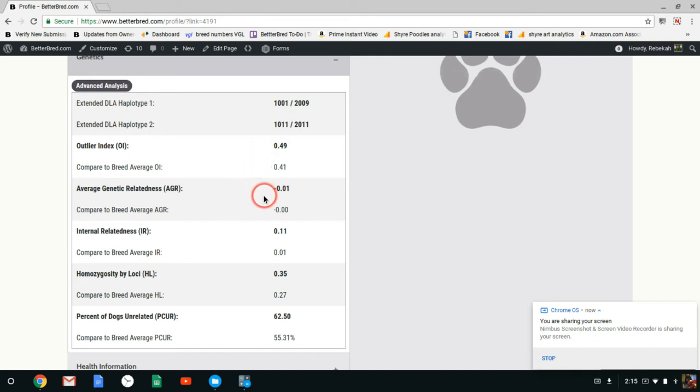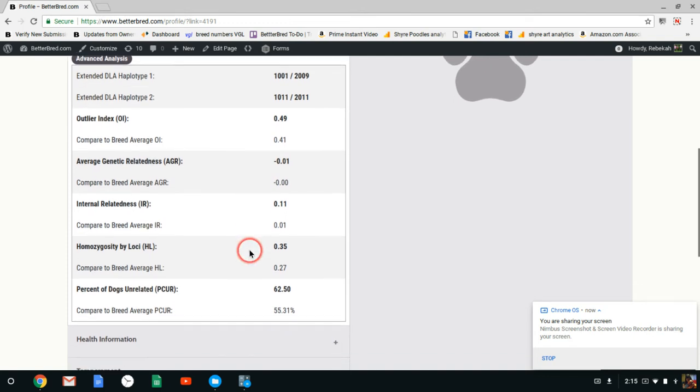Average genetic relatedness, your average is 0 currently. This is going to change a lot as more dogs are uploaded, but the more negative you are, the more unrelated you are to the other dogs in the database. OI is the only thing you want to go higher in your measurements. Internal relatedness: she has a fairly high IR. It's not insanely high, but it would be something that we would want to drop in the next generation for your breed, for your litter average.